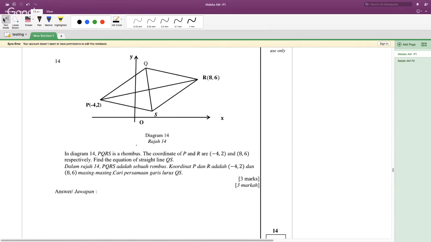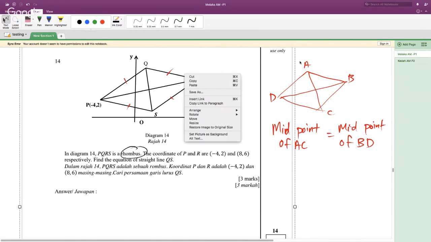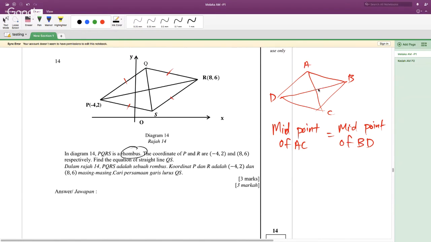Okay, this is a rhombus. A rhombus has very important hints here. First thing for a rhombus, the 4 distances are the same because a rhombus must have the same length on all sides. Another important thing is that as long as it is a rhombus, the midpoints of the diagonals meet each other. So let's say I call it A, B, C, D. That means you have to know that the midpoint of AC will be the same as the midpoint of BD.